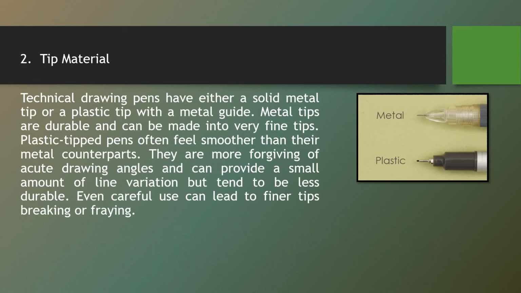Okay, so another tip is that technical drawing pens have either a solid metal tip or a plastic tip with a metal guide. Okay, so they have the metal, they have the plastic. The metal tips are durable and can be made into very fine tips. Plastic tip pens often feel smoother than their metal counterparts. They are more forgiving of inaccurate drawing angles and can provide a small amount of line variation, but tend to be less durable. Even careful use can lead to finer tips breaking or fraying.